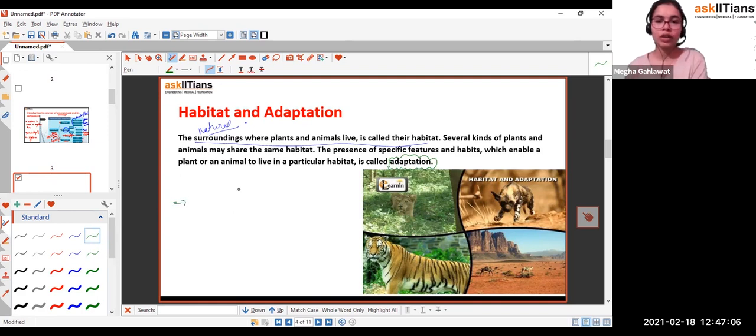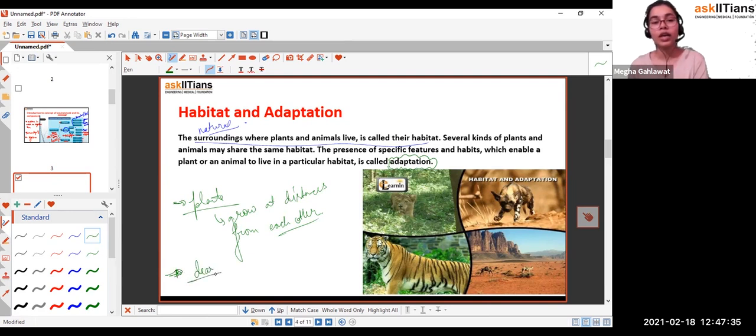For example, we can have the plants, right? Plants basically grow apart from each other. They grow at distances from each other, so that they do not have to compete with each other for water or sunlight or the minerals which are present. Apart from that, we have another adaptation. For example, deer. Deer is able to move and run fast. Now, this adaptation of the deer is very, very helpful in saving itself from predators such as the lion, cheetah, etc.